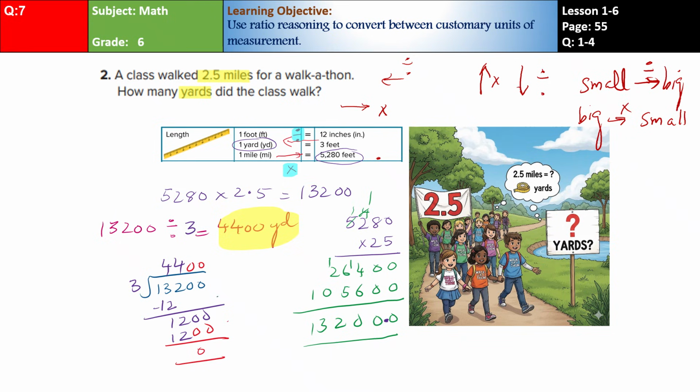Here is the working of this question. So the final answer is 4,400 yards. And we got the same answer with the ratio reasoning method.